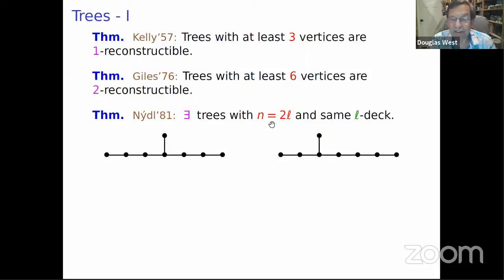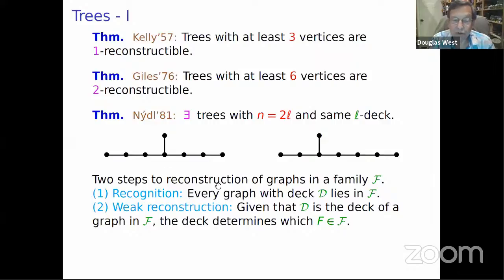Needle proved that trees, so here are two trees with the same number of vertices, it's two L vertices. I add a pendant vertex at the middle of a path with an odd number of vertices or at one vertex next to the middle. So these are non-isomorphic trees, but they have the same L deck. Needle didn't really include a proof of that, but you can prove that using, again, the result about shifting one vertex on the path from one side to the other that I showed you earlier. So that's now fairly easy to prove.